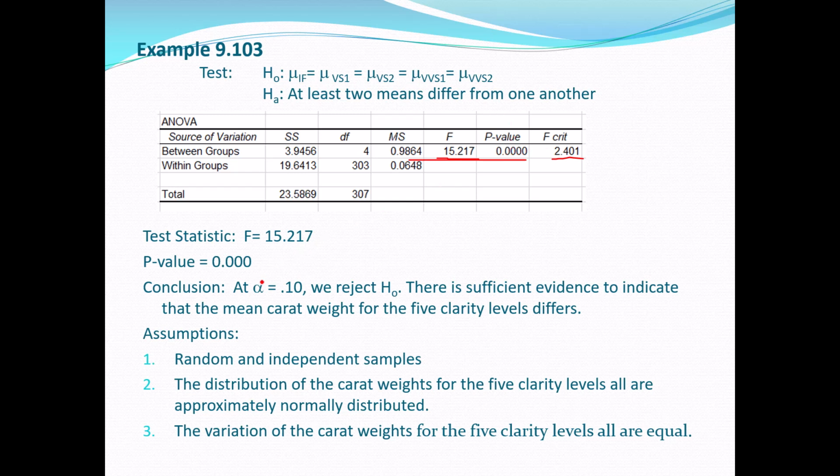And so what we saw last time is that when we're testing at any alpha, we'll use an alpha equal 0.10, we reject. Sufficient evidence to indicate that the mean caret weight for the five clarity levels differs. At least two means differ. The assumptions we talk about: random and independent samples of diamonds, the distribution of your response variable, the caret weights, for the five clarity levels are all approximately normal. So you have your normal assumption. And then we have your equal variances. The variation of the response variable, the caret weights for the five clarity levels, are all equal. And so that's where we ended up.